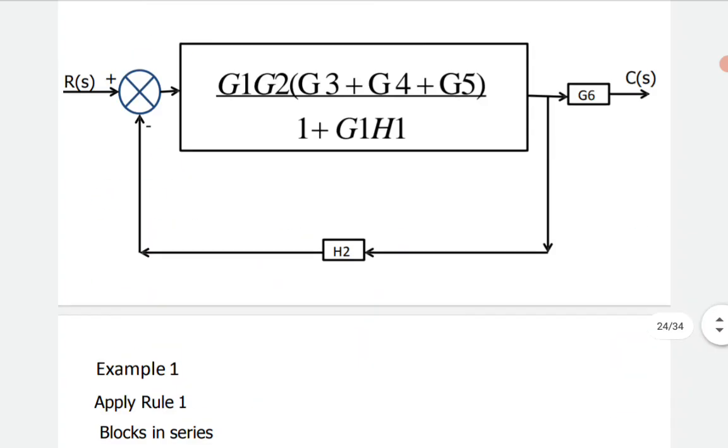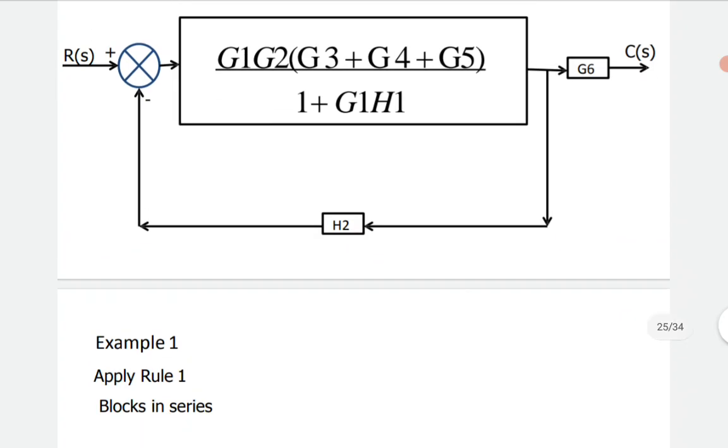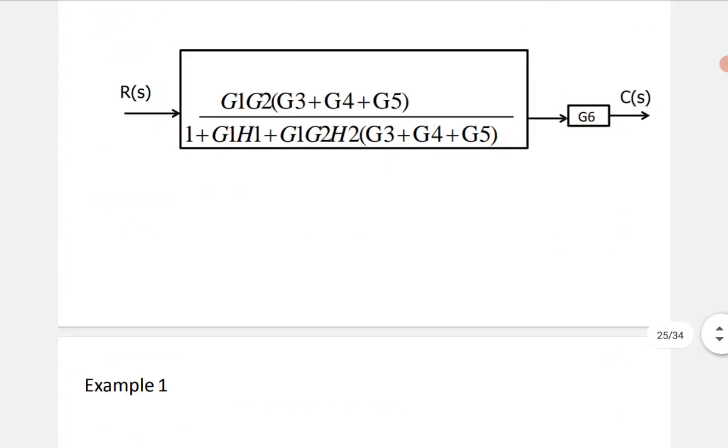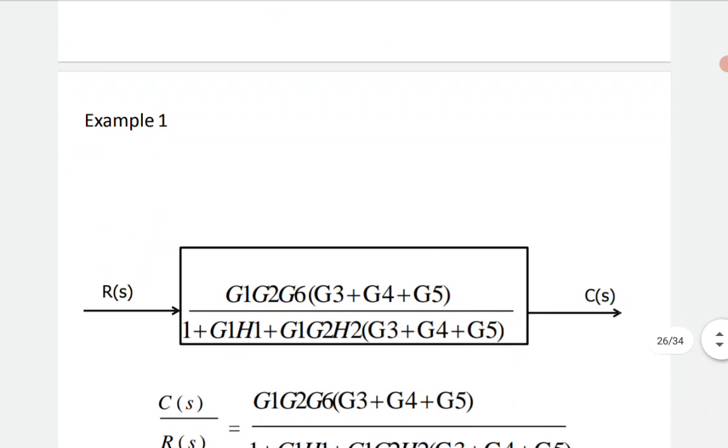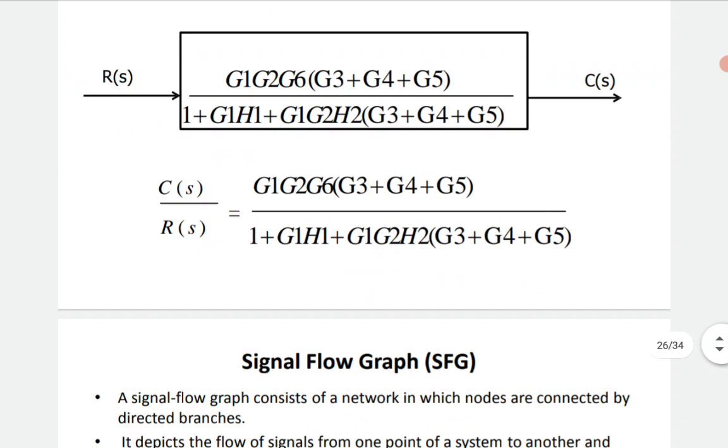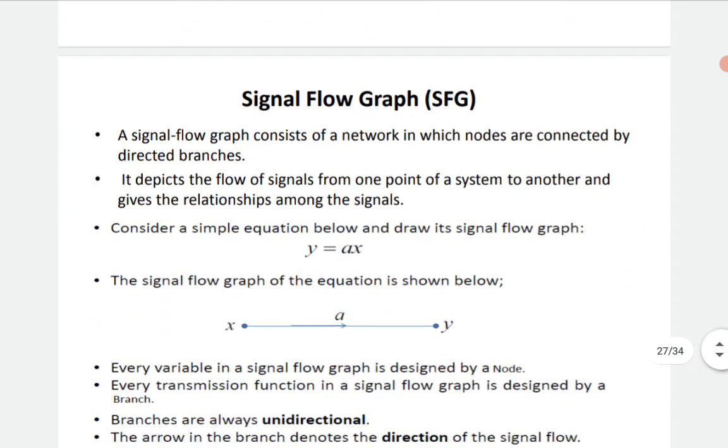Then after elimination of this feedback path, the resultant should be cascaded with G6, that is in series, so G6 will be multiplied, so that the ultimate result generates C of S by R of S equal to G1 G2 G6 whole into G3 plus G4 plus G5 divided by 1 plus G1 H1 plus G1 G2 H2 whole into G3 plus G4 plus G5. So this result should be verified by you people, then only you will be able to learn. By looking at the problem, your judgment will develop.